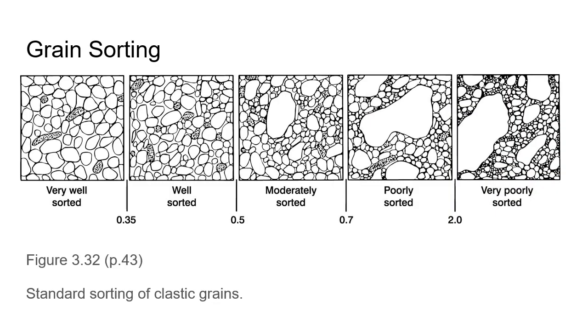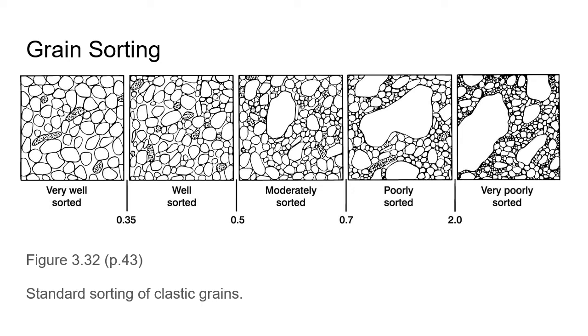Of course, grain sorting. Here, this is diagram 3.32, page 43 of your textbook. A standard sorting of clastic grains, where very well sorted would be most of these grains are about the same shape and about the same size and about the same degree of rounding. All the way to the other end of the spectrum, very poorly sorted, where we have large and small grains, round and angular, and a variety of geometrical shapes in between.